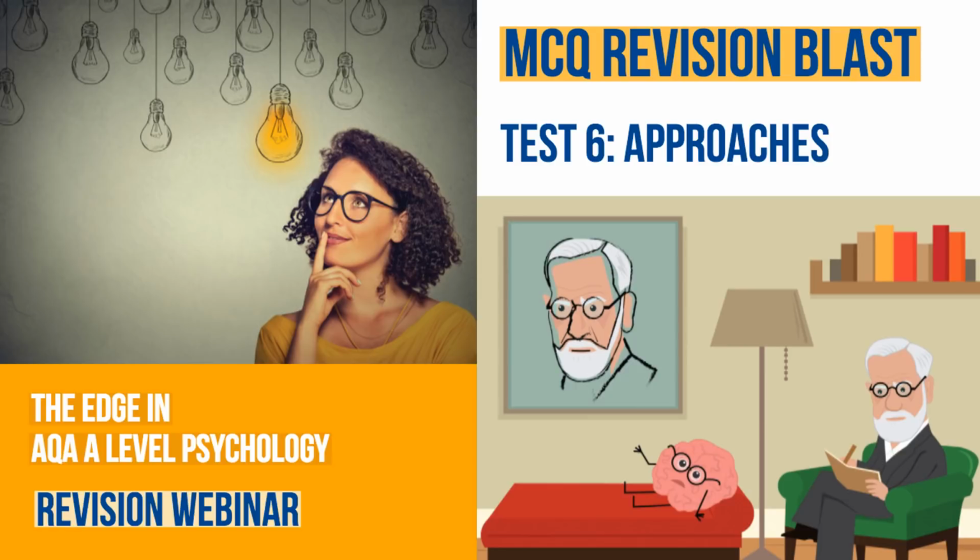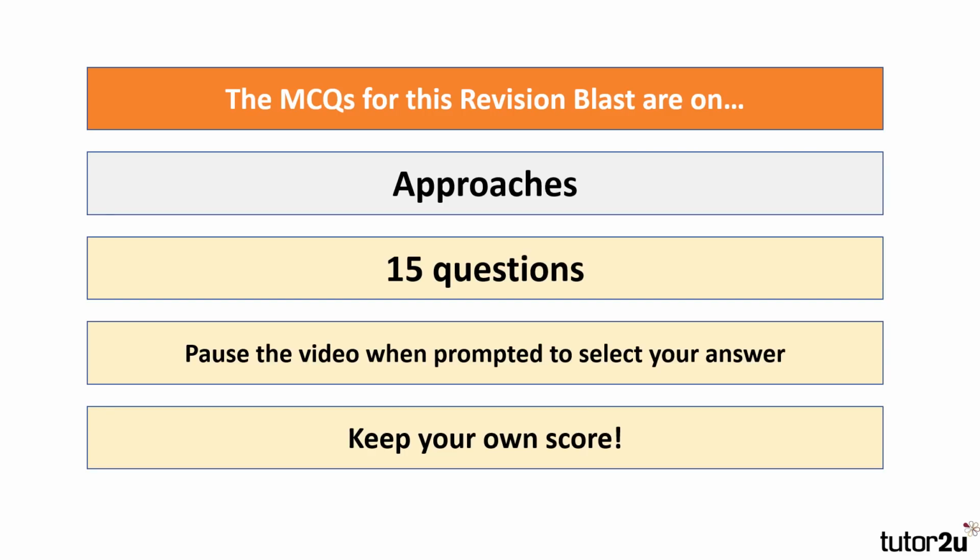This is test number 6, which means there's 5, 4, 3, 2, 1 also available if you want to check those out too. Just in terms of how this works, 15 multiple choice questions is what we're going to work through. We're just using this format so basically we can talk around some of these answers, so not necessarily the kind of MCQ format you'd see in the exam.